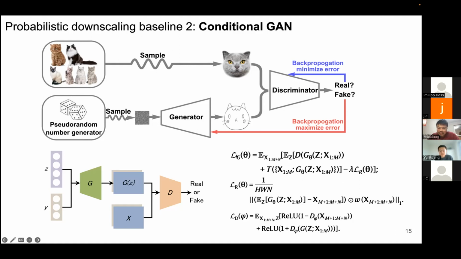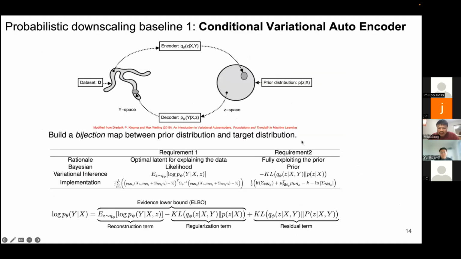And DeepMind applied this to the precipitation nowcasting problem. They have a regularization term here. That is, for all the samples generated here, their mean should not be too different from the reality. And if we are familiar with the probabilistic forecast field, we know that this corresponds to the CRPS objective function. So those are the two baselines here.